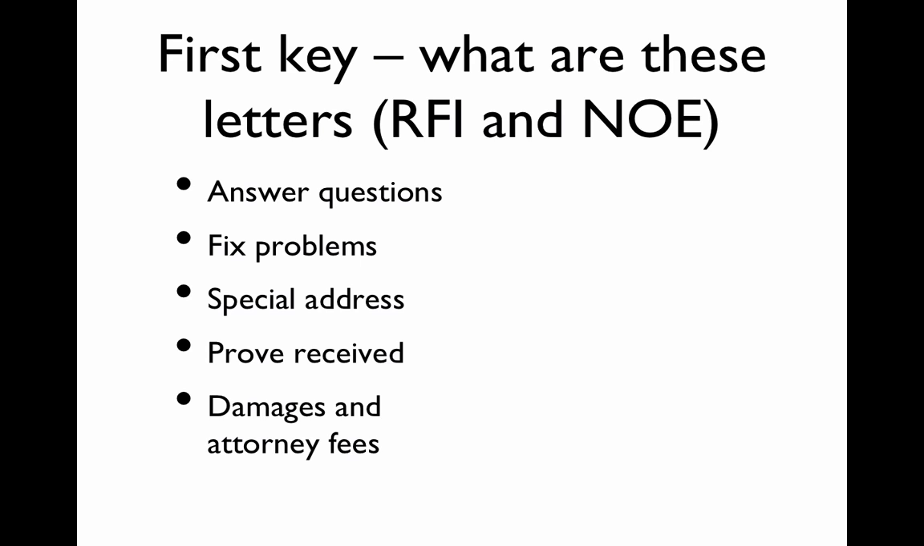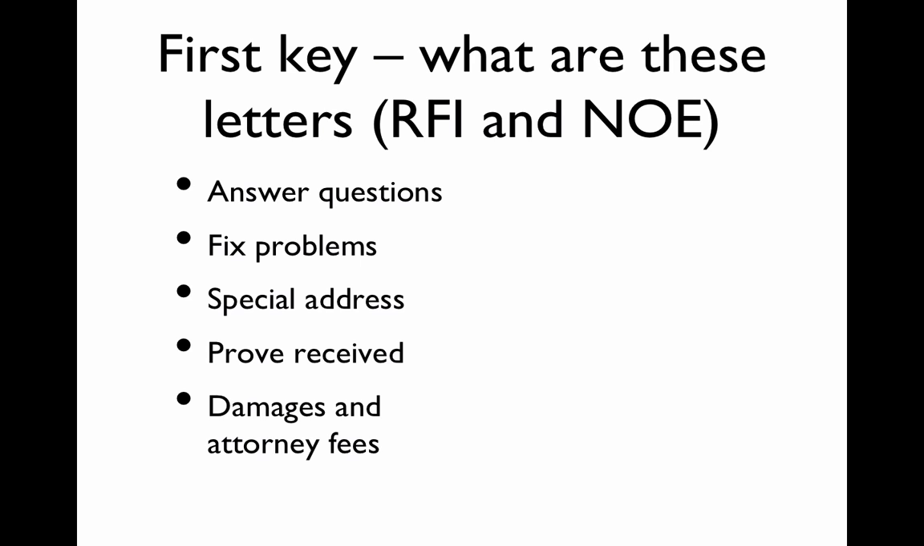A notice of error is, okay, I think the mortgage company made a mistake, or did something intentional to hurt me. Whatever it is, we call that an error. Now, like the name suggests, I'm giving them notice of that error. So I'm saying, hey guys, you made an error here. Now you have to fix it.